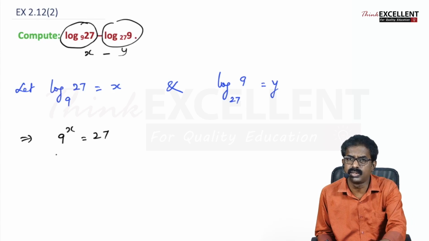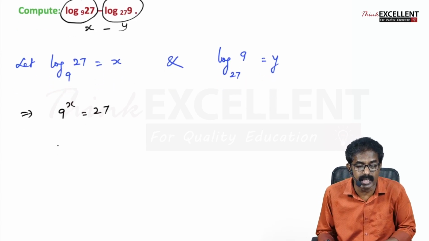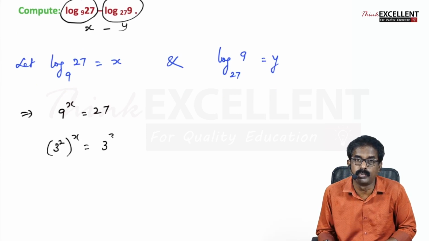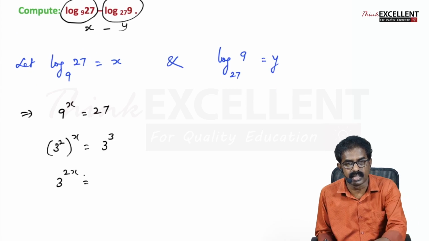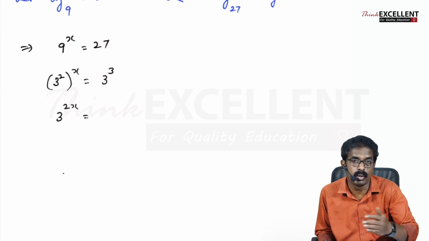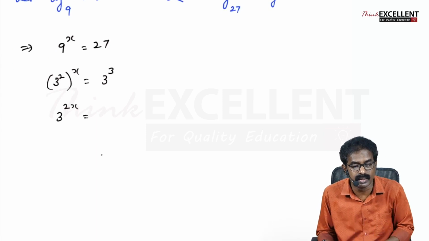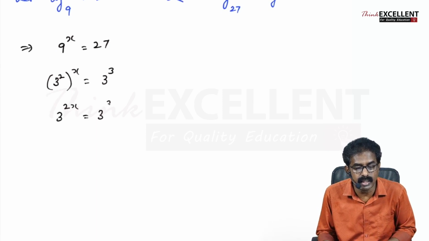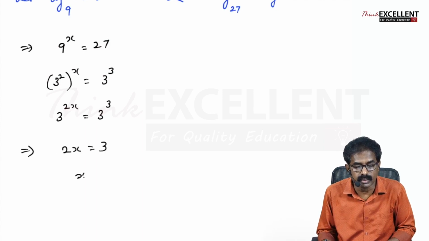Now, 9 and 27, you convert to the same base. 9 can be written as 3 square, the whole raised to x, equal to 27, which is 3 cube. So, 3 raised to 2x. Hope you remember that in the last class we studied, a raised to m, the whole power n, is a raised to mn, right? So, here 3 raised to 3, bases are the same, so you can equate the powers: 2x equal to 3, or x is equal to 3 by 2.